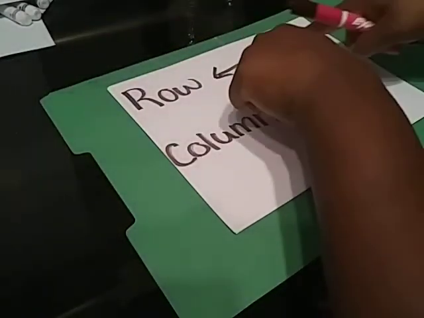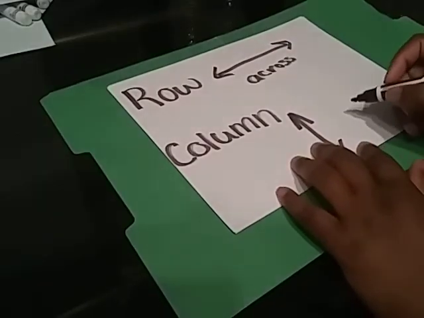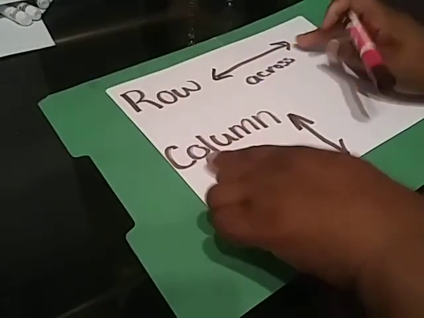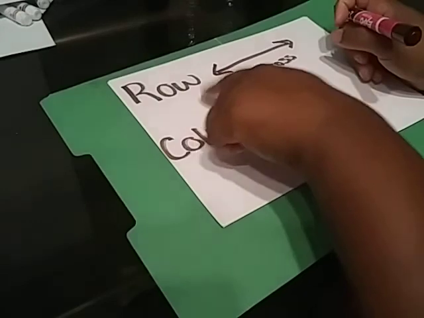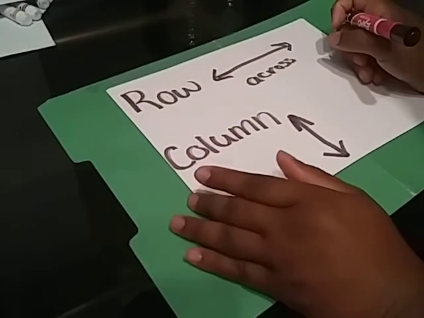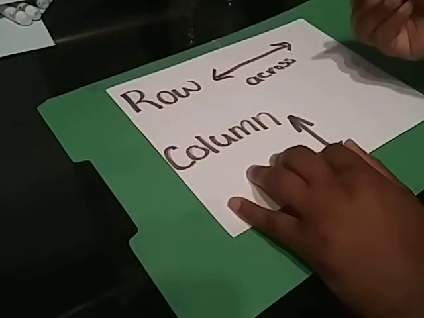Whenever they're reading about rows, I want them to draw an arrow on top of the word row. And when they have the word column, I need them to draw the up and down arrow on top of the word column. That way they understand what they're doing.